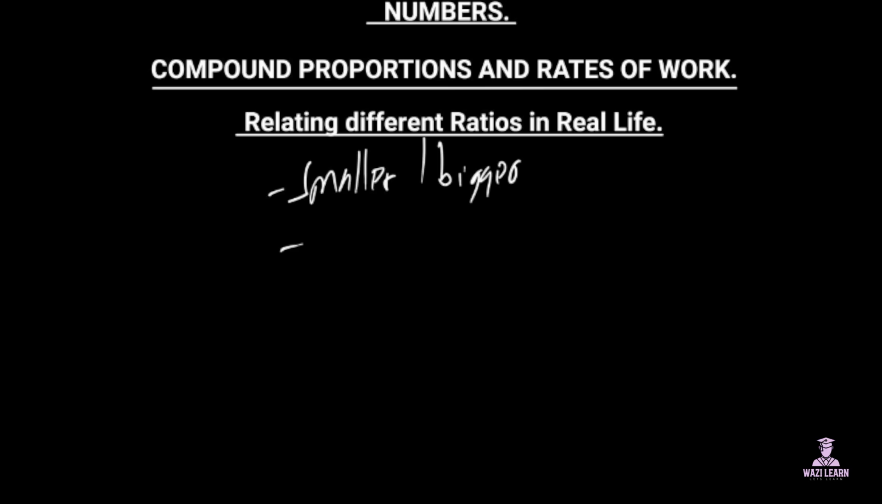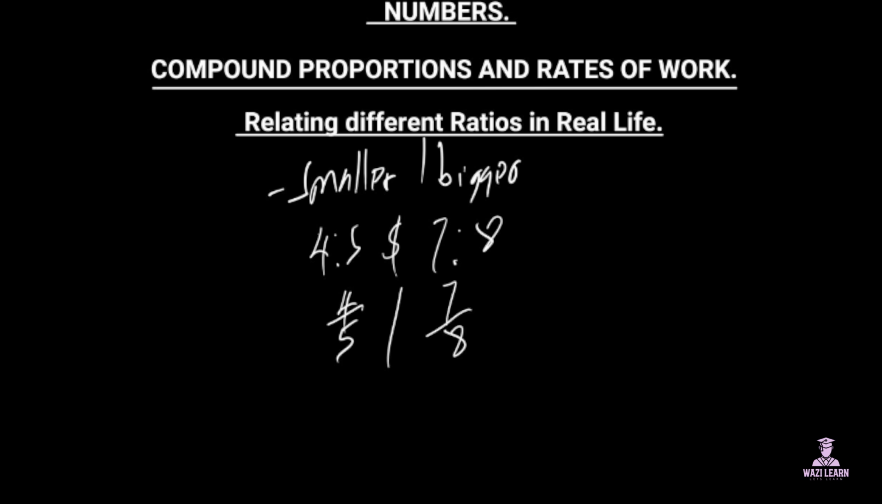Let's say, for example, we are given: which one is bigger between the ratio 4 to 5 and 7 to 8? First of all, you change the ratios into fraction form. So 4 to 5 will be 4 as our numerator and 5 as the denominator. This one will be 7 over 8.